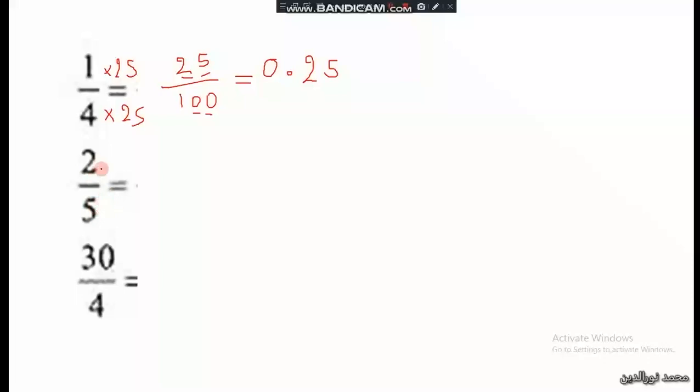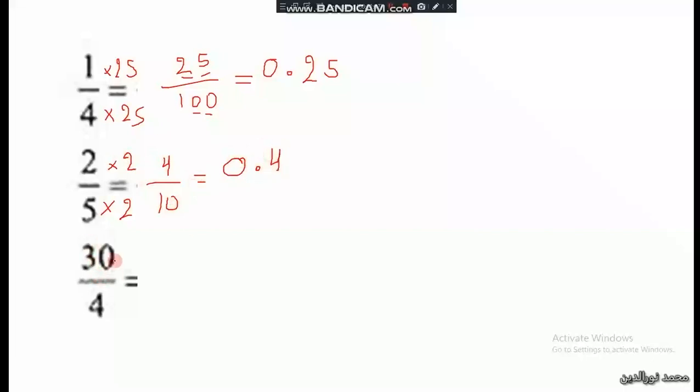Here we have 2 over 5. So we have to write it as a decimal fraction. First of all, we can't simplify the fraction, so we multiply 5 times 2 and 2 times 2, so it equals 4/10, and we write it as a decimal number, it's 0.4.